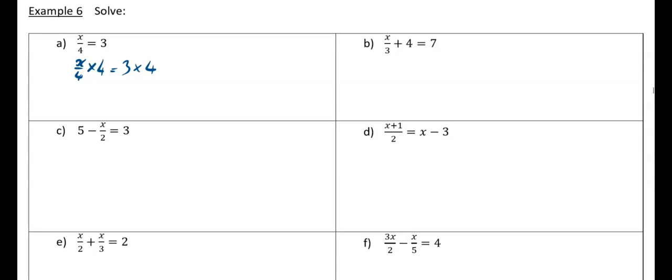So if you times both sides by 4, we'll do the easy one first. Times the right hand side by 4, you'll just get 12. Times the left hand side by 4, x divided by 4, that times 4 just takes you back to x. So it gives you an answer of x equals 12.